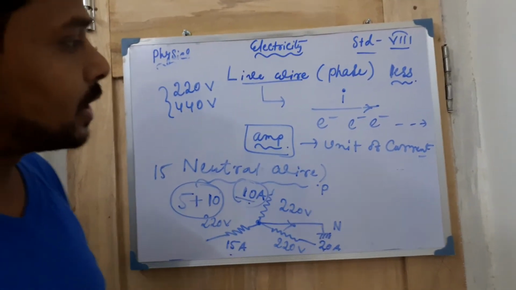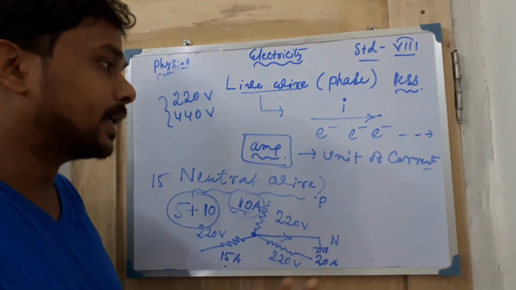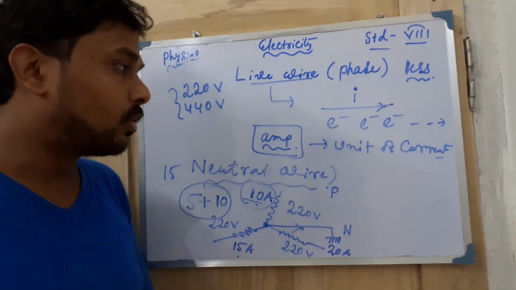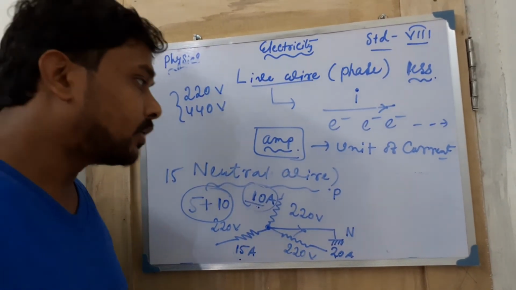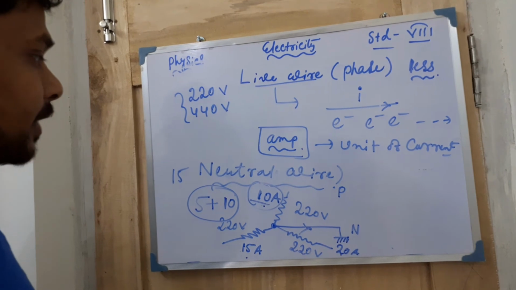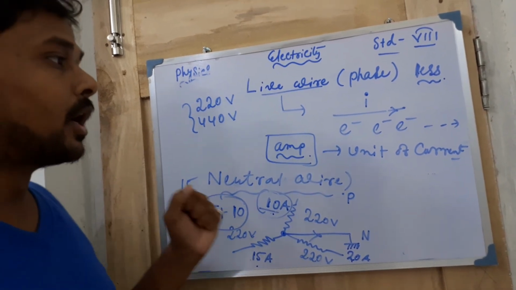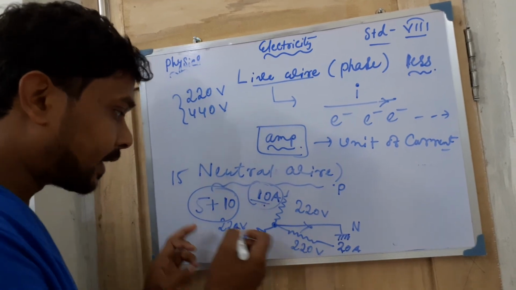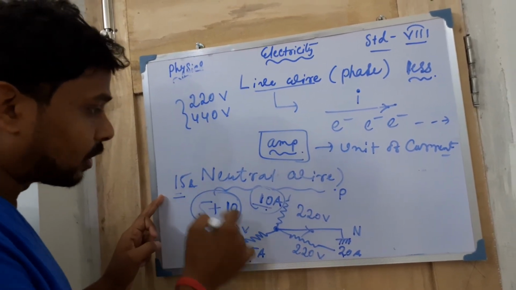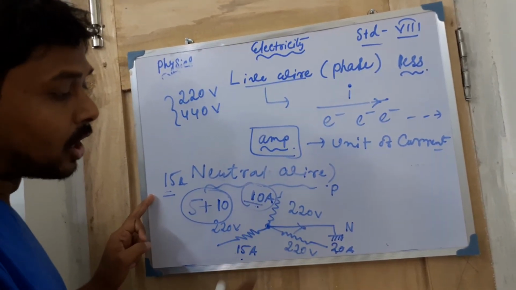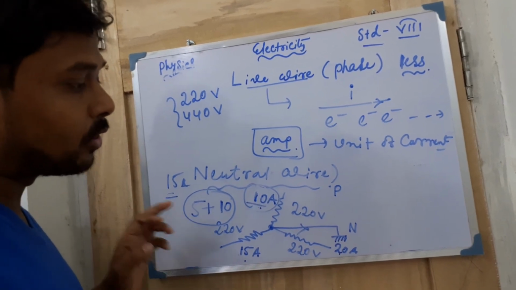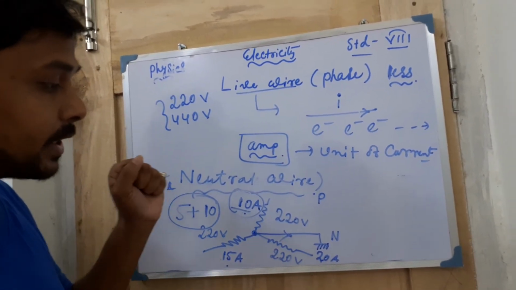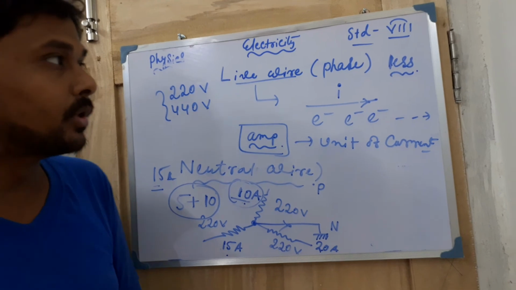Now what is the actual function in case of the house appliances? One basic very important question is repeatedly asked in the exam: if you touch the neutral wire, will you get a shock? Definitely not. But you can see that 15 ampere current is already passing through this neutral wire. Why are we not getting a shock while we touch the neutral wire, that I will tell in the next video.